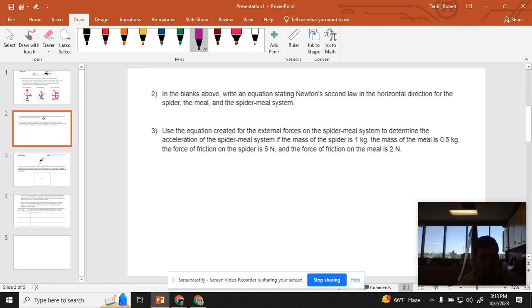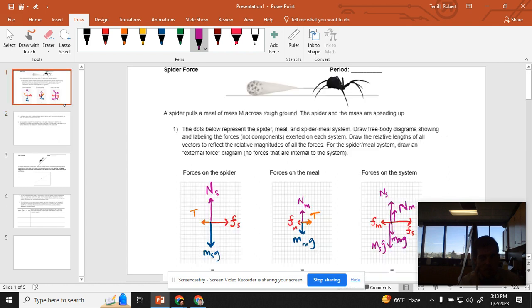Okay, next thing, it just asks me to write the equations for the horizontal direction. So for the horizontal direction, I'm going to end up with an acceleration here is equal to the friction minus the tension over the mass of the spider. For this one here, it's tension minus friction. I just decided that this direction is going to be positive.